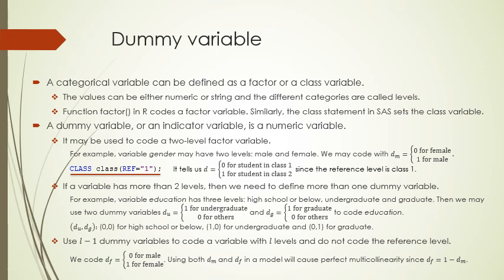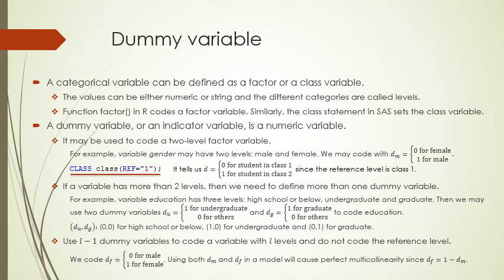Typically, we should use L-1 dummy variables to code a variable with L levels, and there is always one level that we use as the reference level. For example, we do not encode the reference level, which is high school or below in the education variable, as a dummy variable.